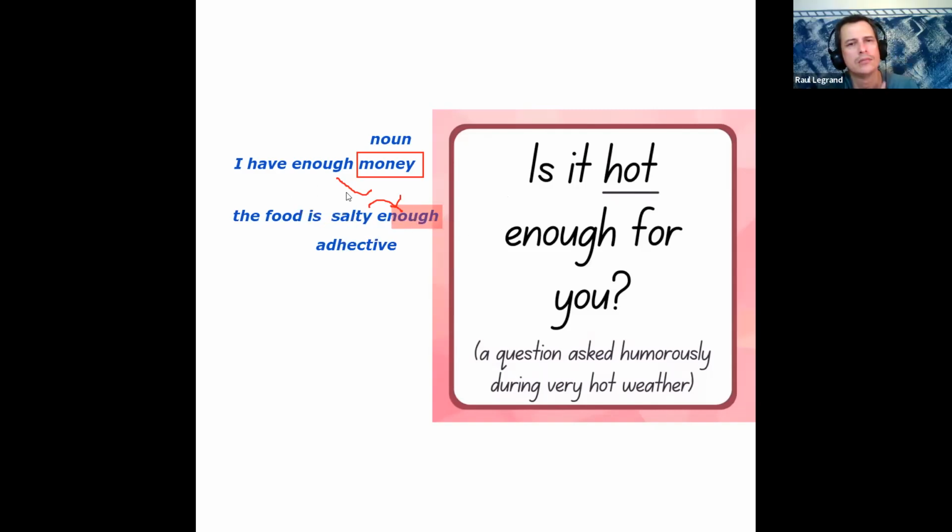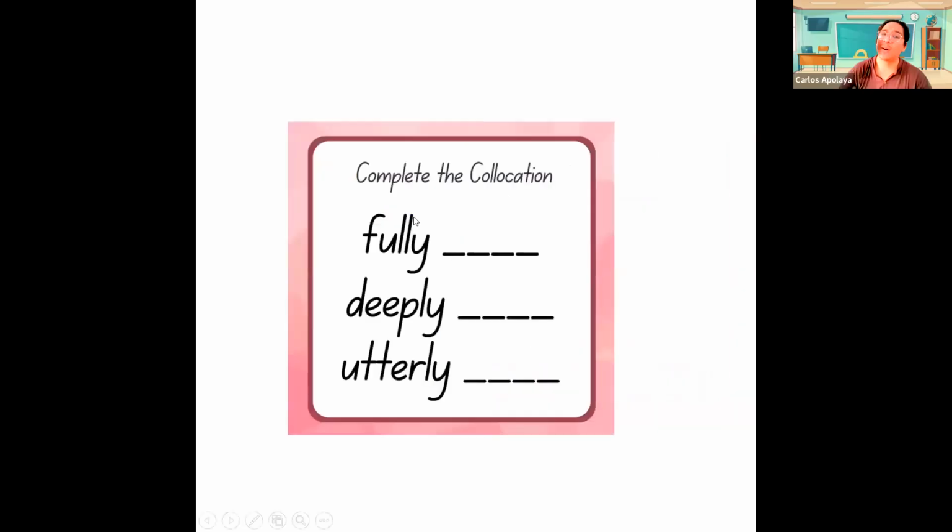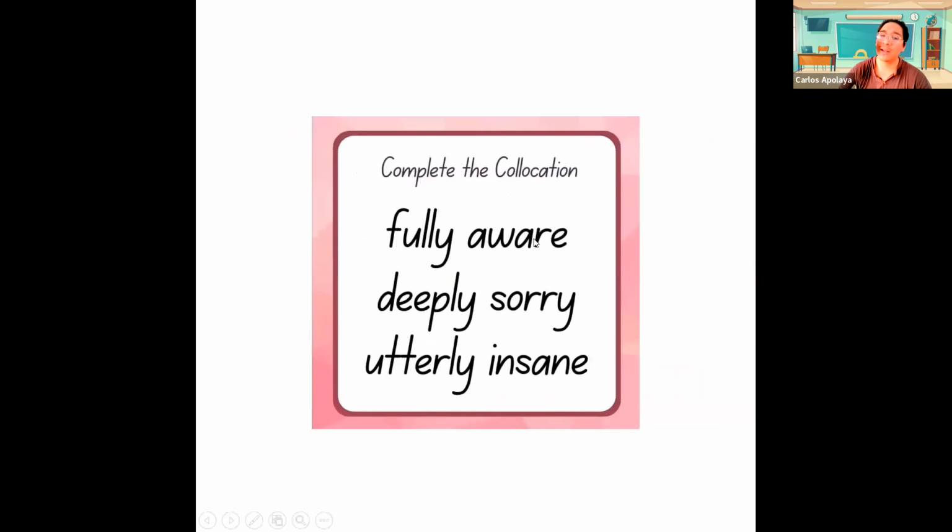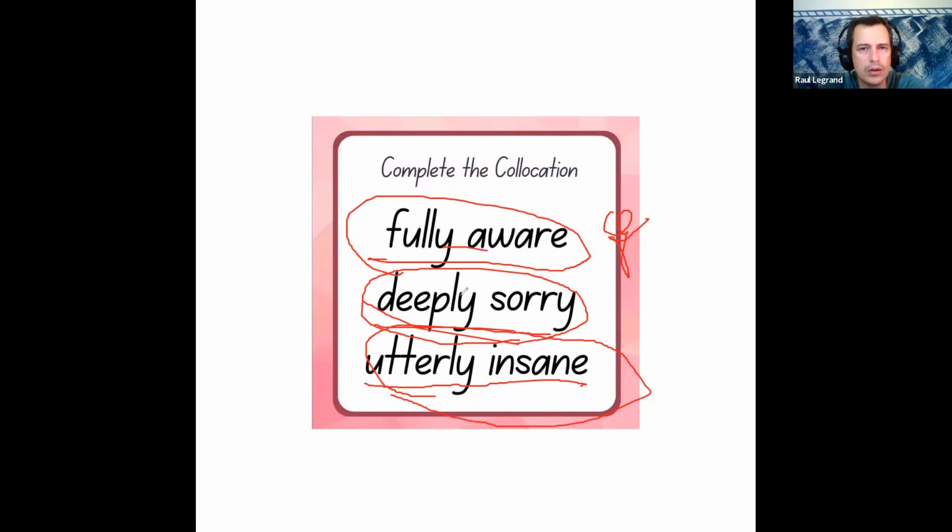Yo tengo suficiente dinero. Now complete the collocation. There are three words that you will know now. Fully aware. Completamente consciente. Fully aware, deeply of something. Deeply sorry. Profundamente, que lo lamentas. Y utterly insane es como extremely, extremadamente loco. Pero siempre van juntos estos tres. Sí, son como hermanos.